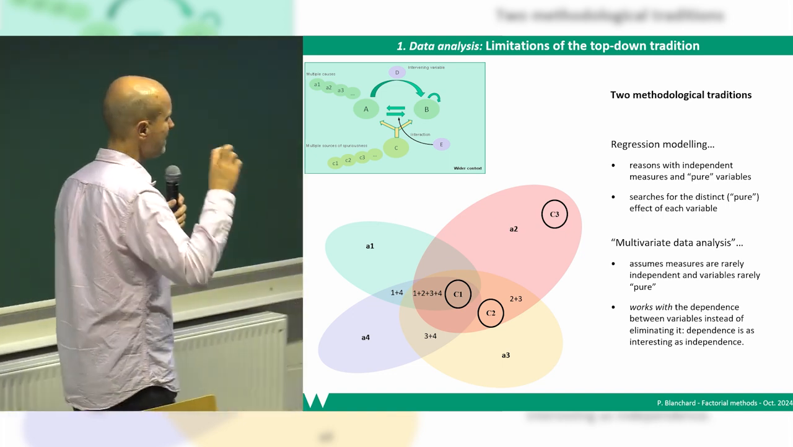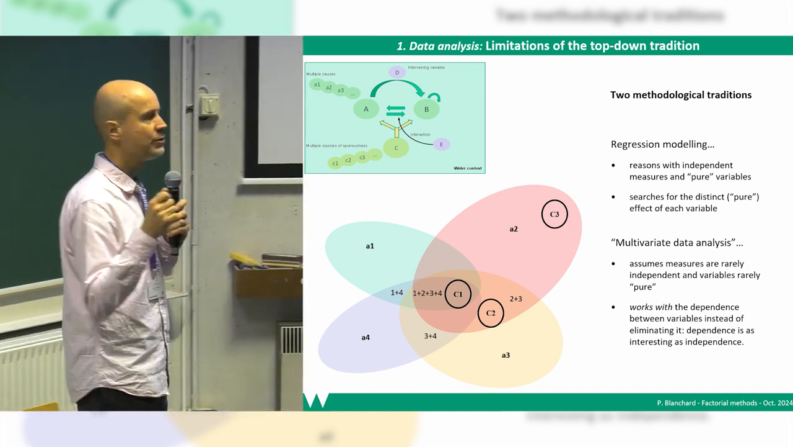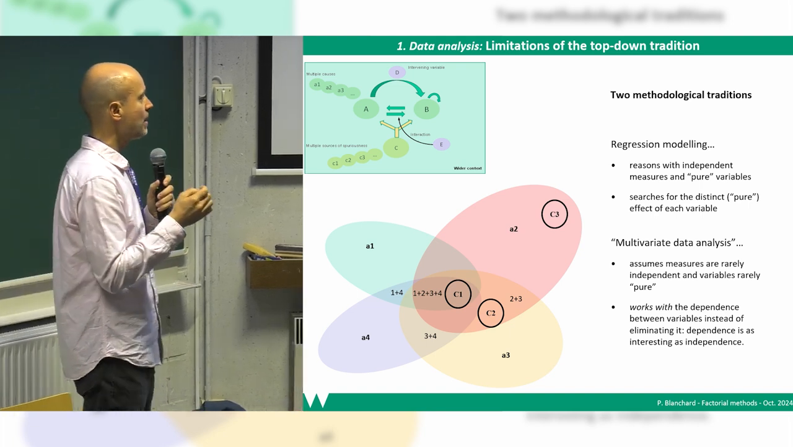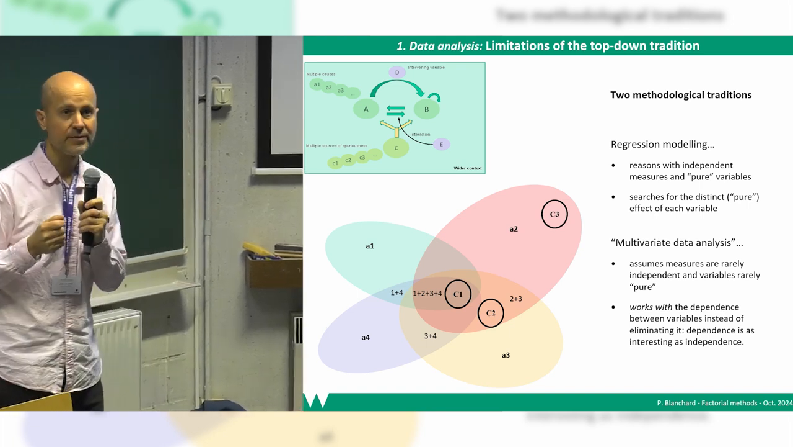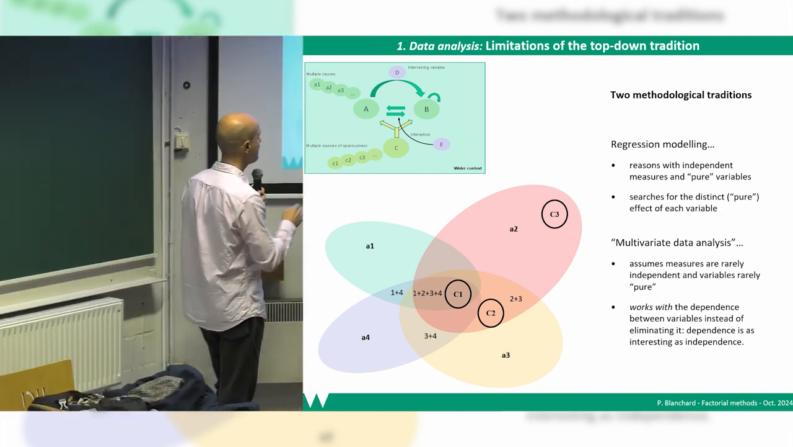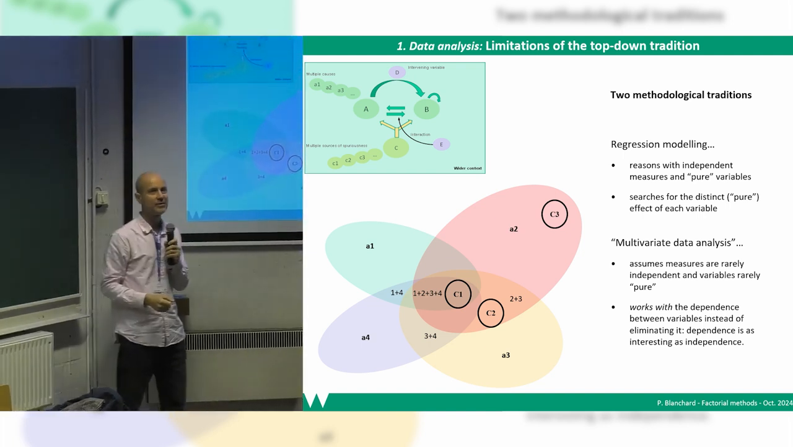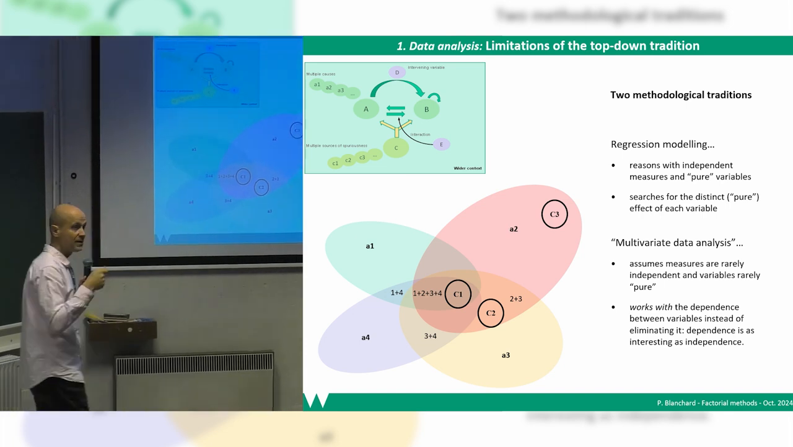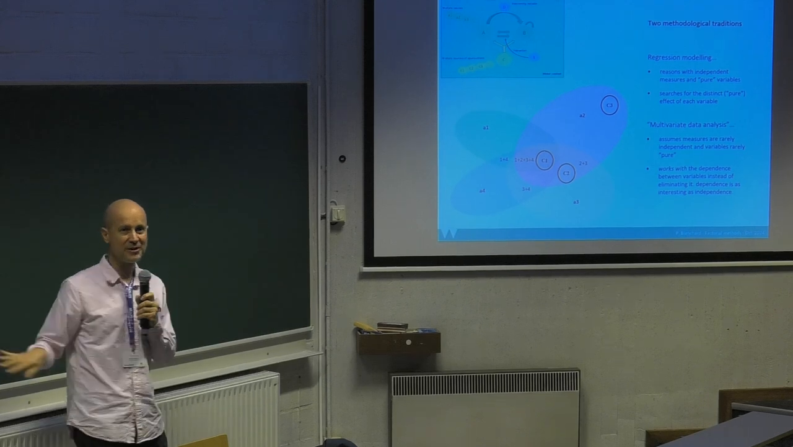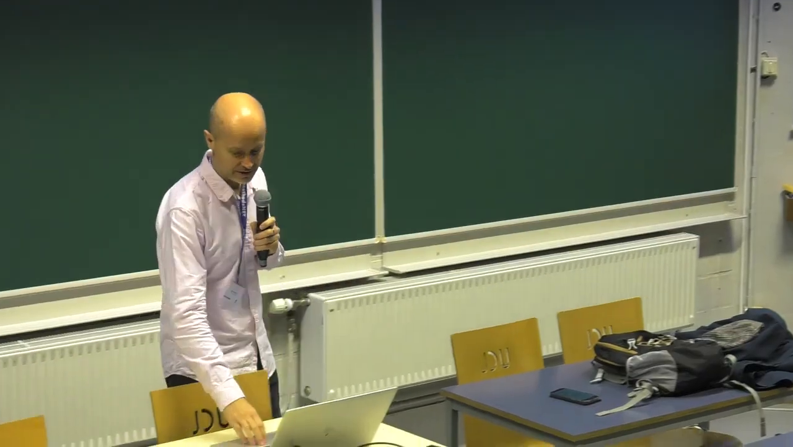And I'm trying to take the angle of what is sometimes called multivariate data analysis. There's a great book about that, a great handbook, Bartholomew and colleagues, and they use this term, I think. So it assumes that measures are really independent and variables really pure. And then your interest is to work with those gray areas where you have overlap, okay? So dependence or interrelations between variables is not a complication, is not something that you want to take off the picture. It's precisely where things are interesting, okay?